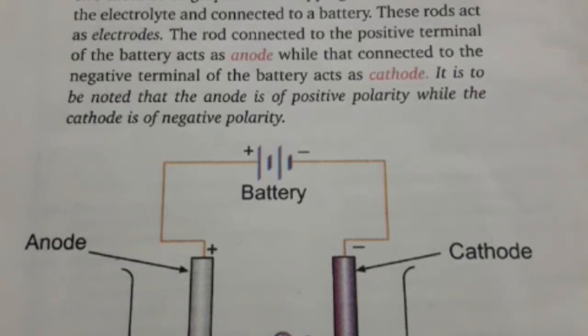Is this clear? While choosing the electrode material, one should ensure that it does not react either with the electrolyte or with the product liberated at the electrode. That is why mostly inert electrodes are selected. Okay, so this is clear now.